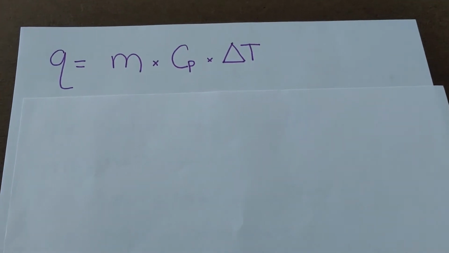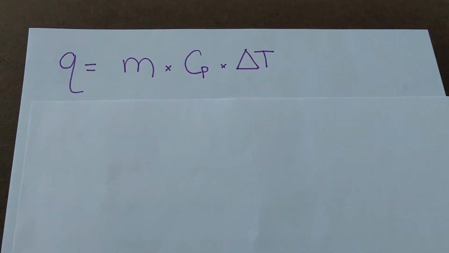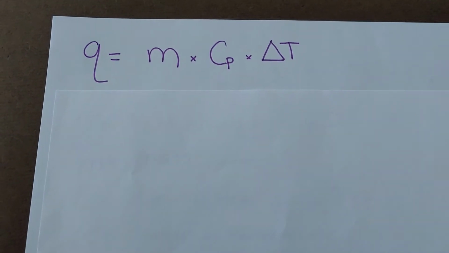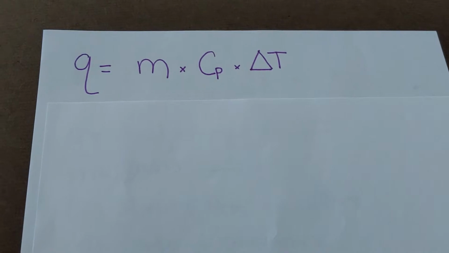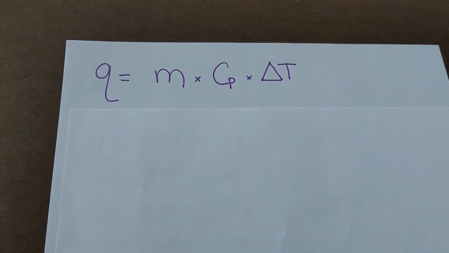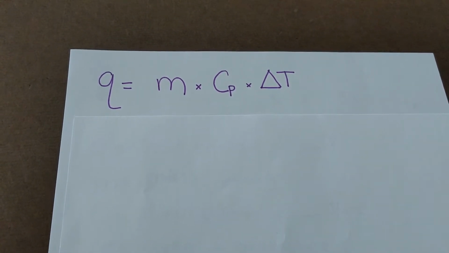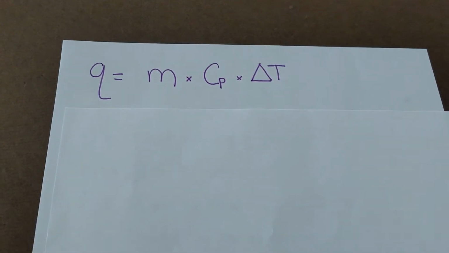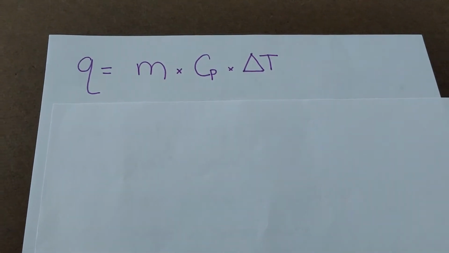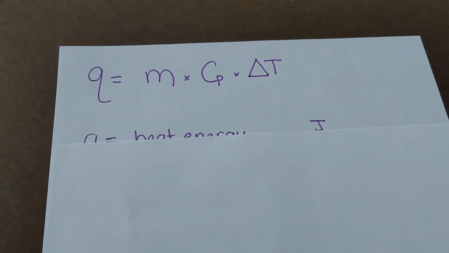Hello everyone, today's YouTube video tutorial is going to be on specific heat calculations. We deal with a formula that has four variables, and we're going to cover how to solve for each of them. It starts with Q equals M times Cp times delta T. We're going to go over each variable and what they mean.